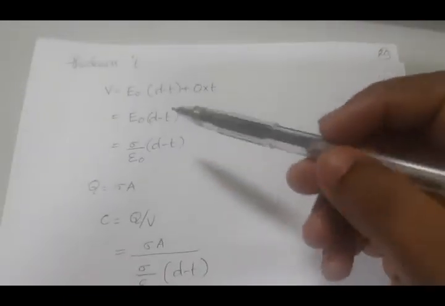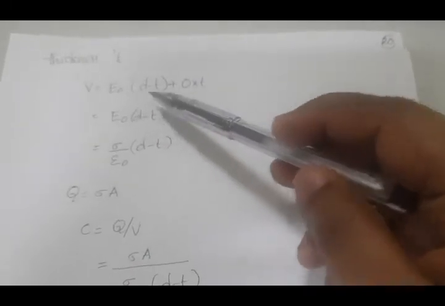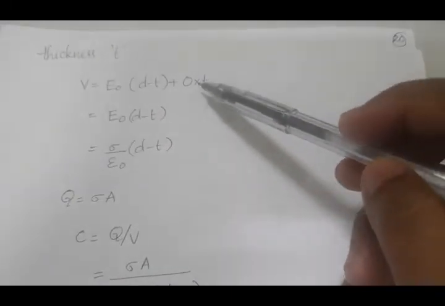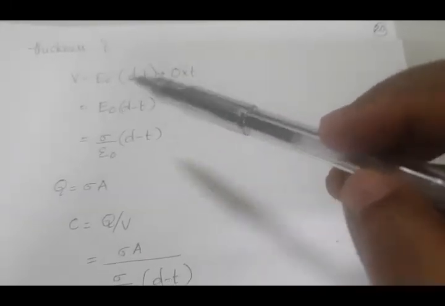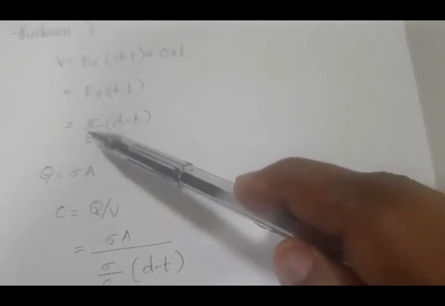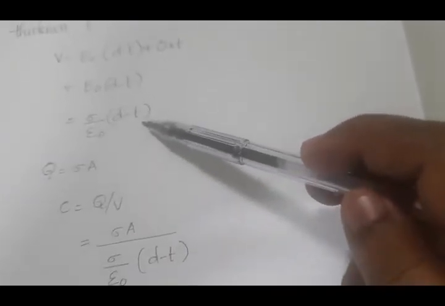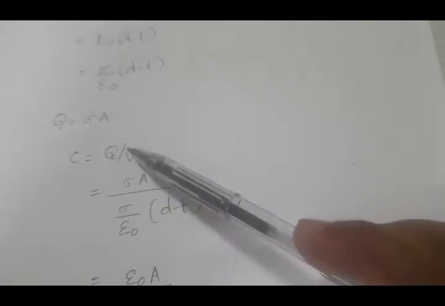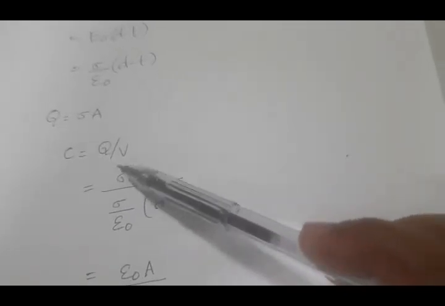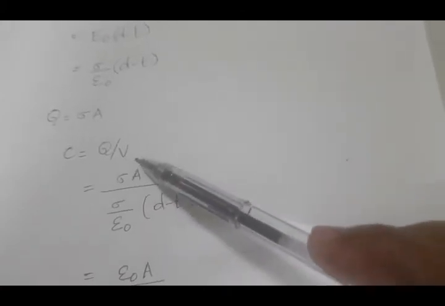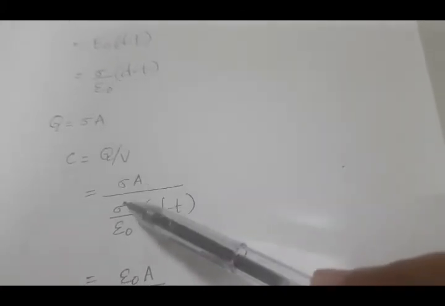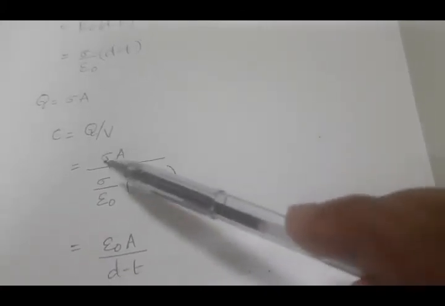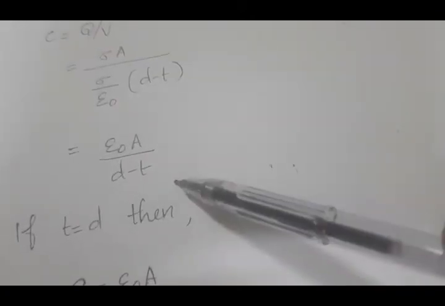Again deriving as we have done, the potential difference is E0 into D minus T plus 0 into T, which is E0 into D minus T. E0 is substituted by sigma by epsilon 0 into D minus T. And Q is equal to sigma A. C is equal to Q by V. Instead of Q we substitute sigma A, and instead of V we substitute this value, sigma by epsilon 0 into D minus T. Sigma and sigma get cancelled. You will get epsilon 0 A by D minus T.